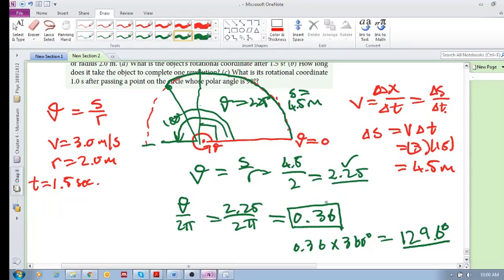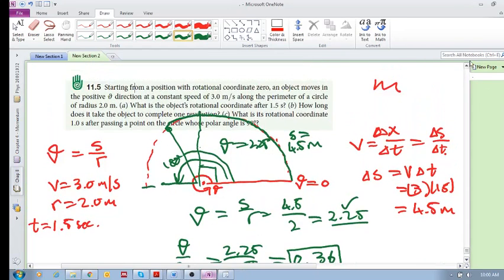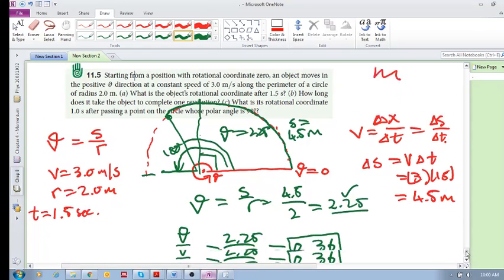So I hope you guys are getting the idea. Just play around with this a bit to get the idea. Okay, this is turning out to be a long one, but I hope this is helping. B says, how long does it take the object to complete one revolution?